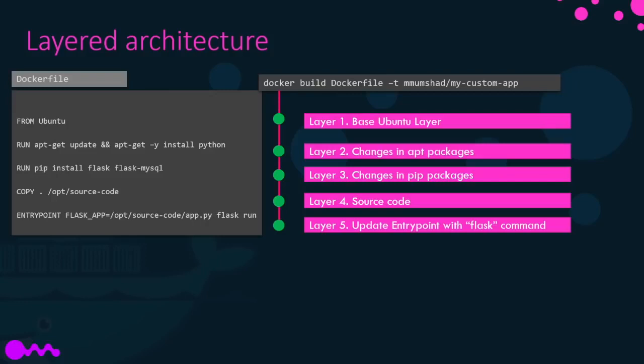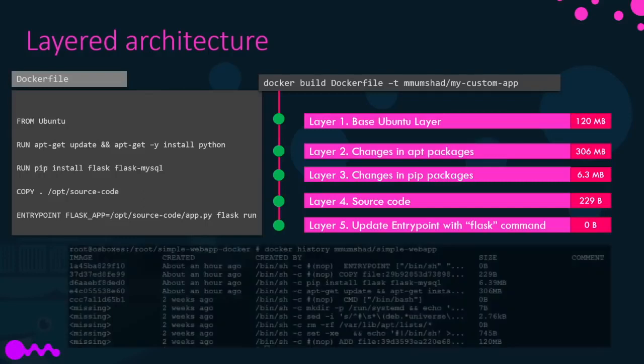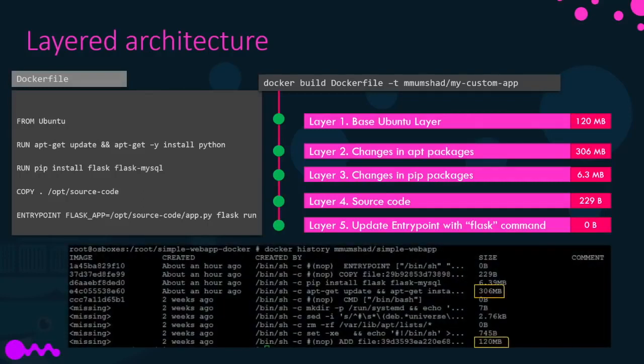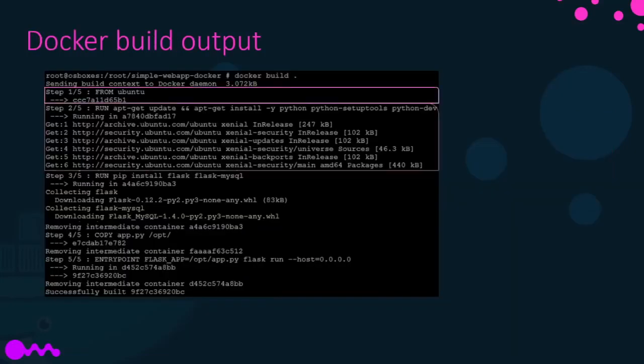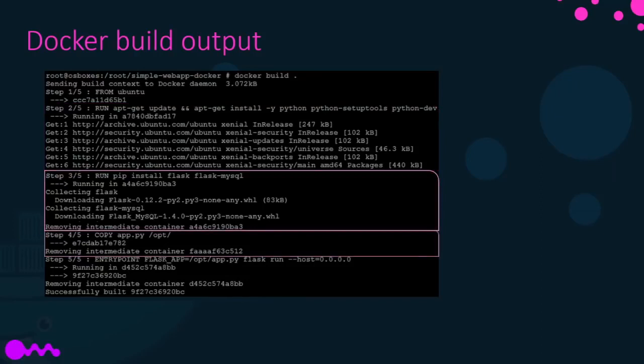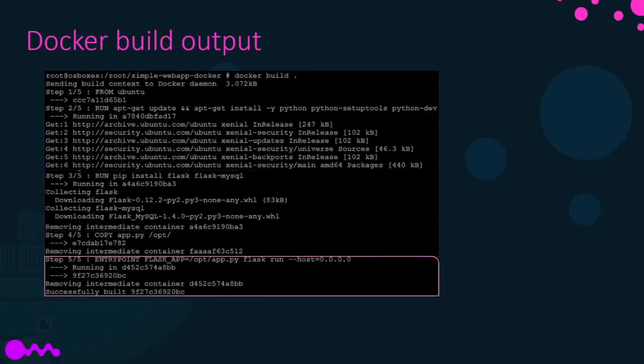Since each layer only stores the changes from the previous layer, it is reflected in the size as well. If you look at the base Ubuntu image, it is around 120 MB in size. The apt packages that I install are around 300 MB, and the remaining layers are small. You could see this information if you run the docker history command followed by the image name. When you run the docker build command, you could see the various steps involved and the result of each task.